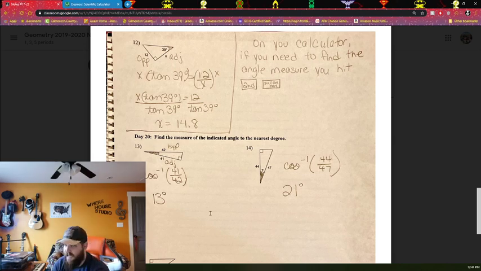Whenever we were doing the sides, since it didn't give us units of measurement, it didn't really matter. But whenever you're finding angles, you have to do it in degrees. So make sure you write that down.